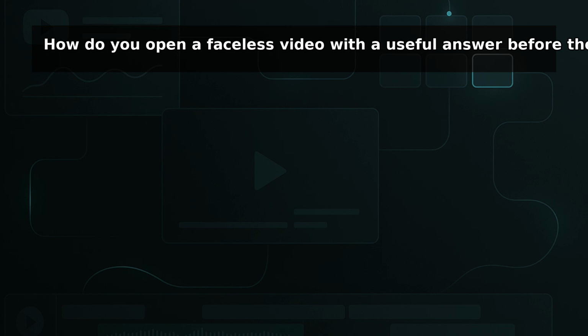That already teaches something. The beginner mistake is hiding the answer until later because it feels more dramatic. Usually it just creates friction. My checklist is, by second 5, did they learn one thing? By second 10, do they know it's for them? By second 15, do they know what payoff is coming?